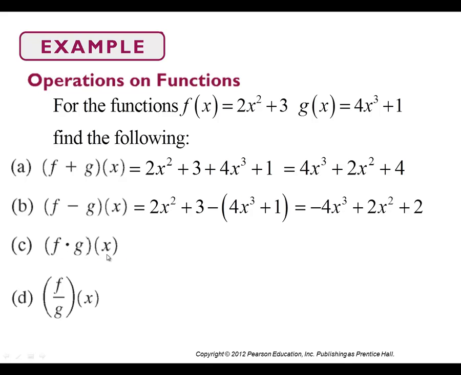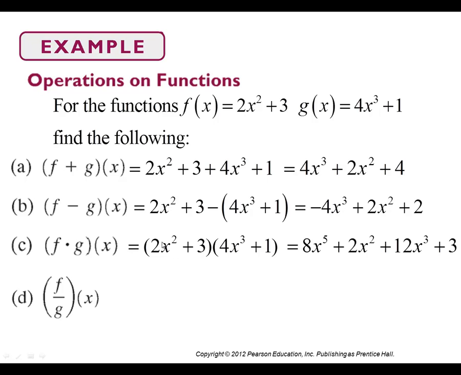Okay, the (f times g)(x), that's f of x times g of x. So basically what we're doing is we're going to FOIL these two. And there we go, so we FOIL them. 2x squared times 4x cubed: 2 times 4 is 8, x squared times x cubed, that'll be x to the 5th. And then 2x squared times 1 is 2x squared. And then 3 times 4, that'll be 12x cubed. And 3 times 1 is 3.